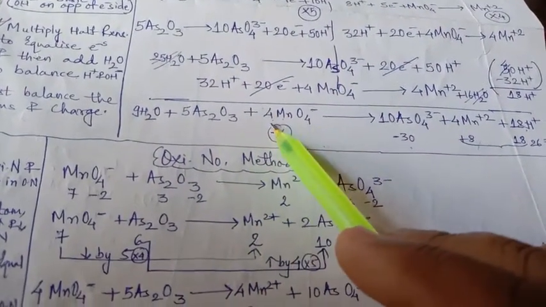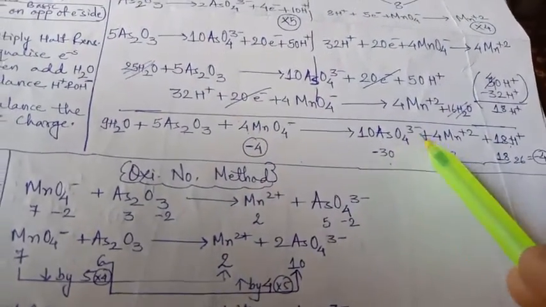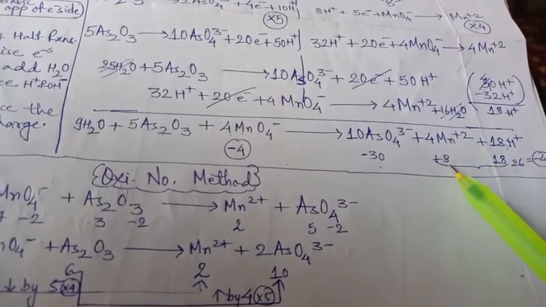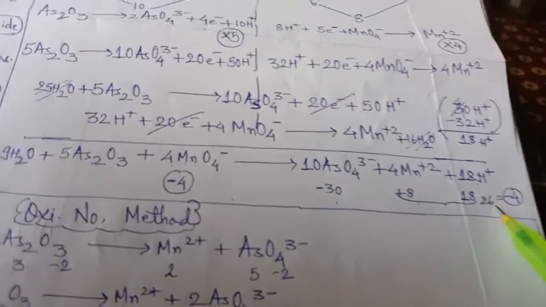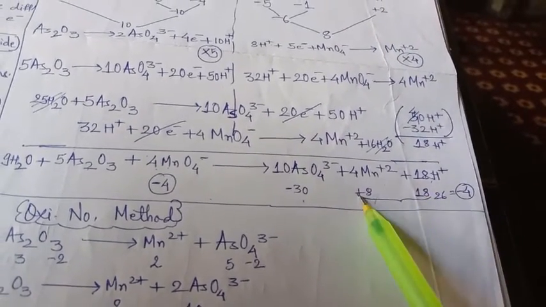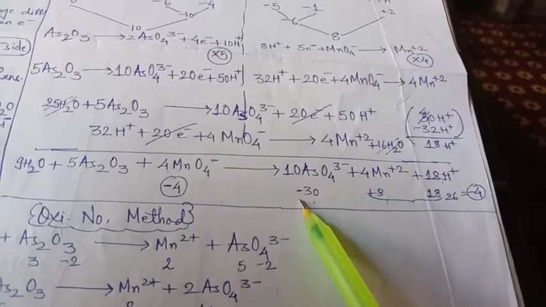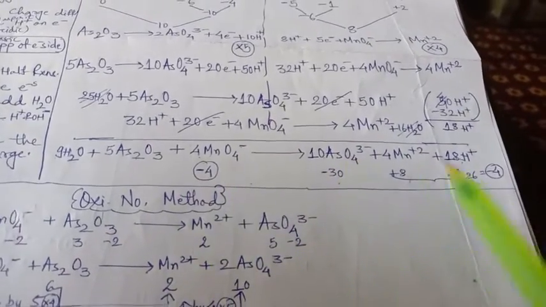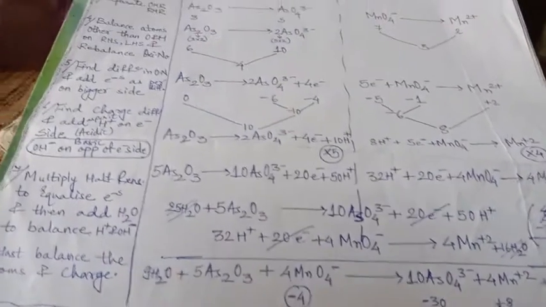Let us check the charge. Here no charge. Here 4 minus. Now here 10 3s are 30 minus, 30. 4 2s are 8 plus, 8. Here 18 plus. Keep the addition here: 18 plus 8 is 26. And 30 minus 26 is minus 4, and minus 4. Charge is also balanced.